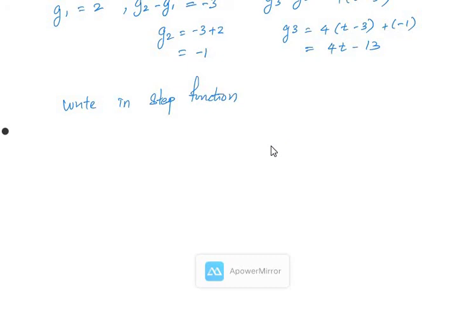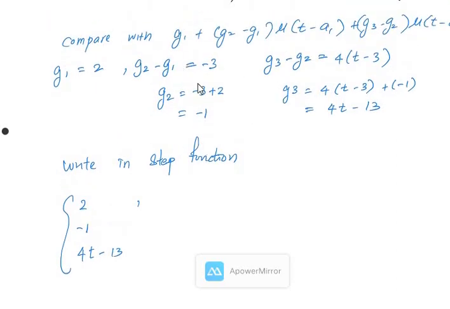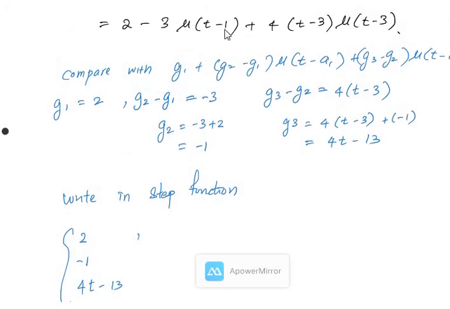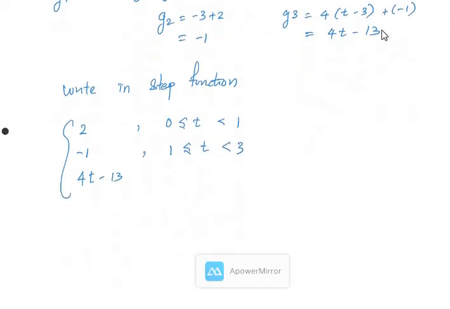This means that here g1 is 2, g2 is negative 1, g3 is 4t minus 13. So now let's look at the limits. If we look at here, this one is 0 from t more than 0 and less than 1. And then the second one is from 1 to, okay, this is t equal to 3, so it means it's less than 3. The last one, of course, is t more than 3.